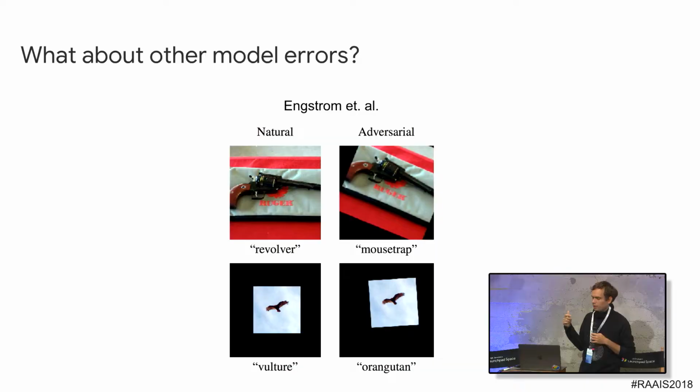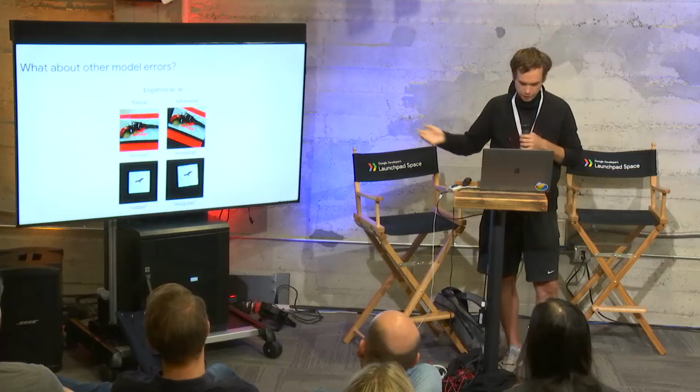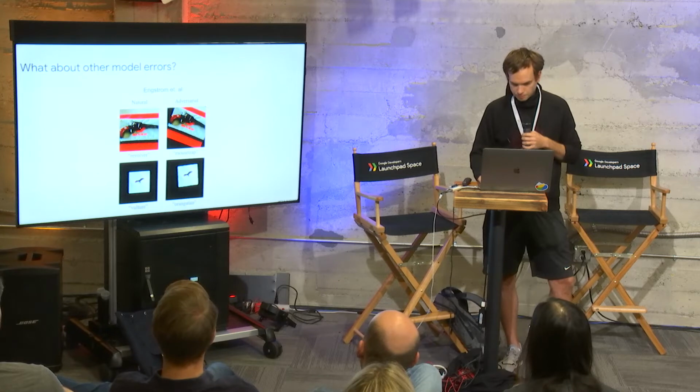Other work has recently shown that you can fool models by, say, rotating or translating an image. On the left here is a picture the model says is a revolver, and the authors showed that you could rotate the image in a way that the model says is a mousetrap. I believe they're just applying rotations at random. They're not using gradient descent or anything. You just randomly mess with the image. And on the bottom here is a picture the model says is a vulture, and if you rotate again, the model says it's an orangutan.